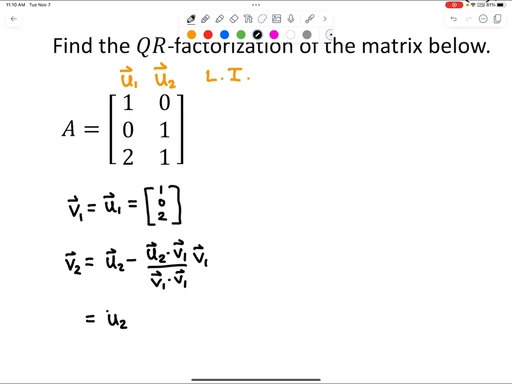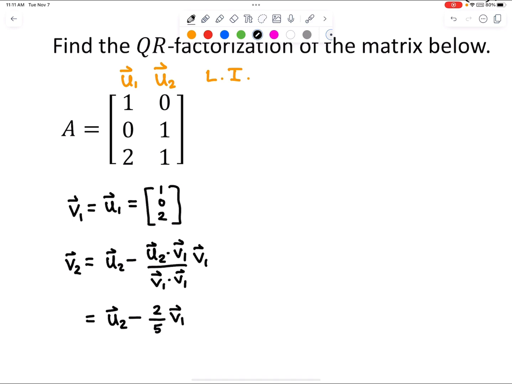So in this case, let's do these 2 dot products. We have vector u2 minus, now u2 dot v1. Well, v1 is the same thing as u1, so I really just need to do the dot product of this vector and this vector. So multiplying corresponding entries and adding together, we get 0 plus 0 plus 2. So we have a 2 in the numerator, and then we're going to dot v1 with itself. Well, v1 was the same thing as u1. So we'll just do this vector dot with itself. So square the entries and add together. So we get 1 squared plus 0 squared plus 2 squared, and we get 5.